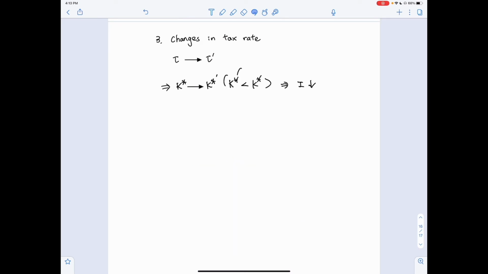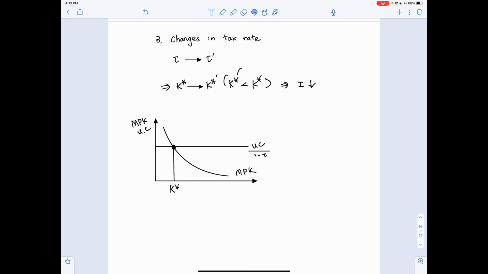Now we want to look at the third scenario, when there is an increase in the tax rate. How will that affect the investment decisions? It turns out that when the tax rate gets higher, we are going to choose a lower level of the desired capital stock, and then we will choose to decrease the investment. To illustrate why that is the case, let's look at the graph again.